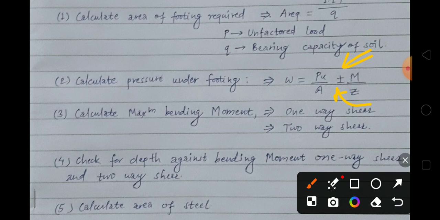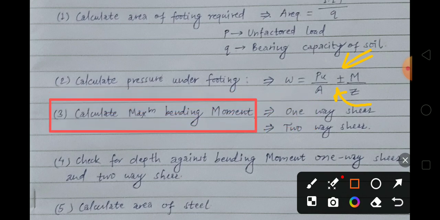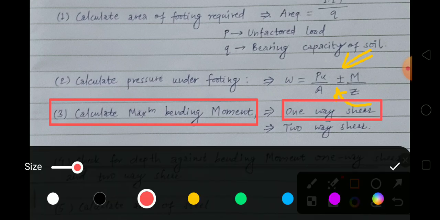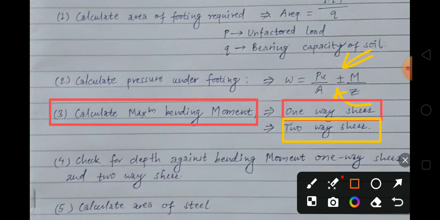In the next step, that is step number 3, we have to calculate the maximum bending moment. For this we have to consider one way shear and two way shear. For both cases we have to calculate the maximum bending moment, and after that we check the depth against the bending moment in one way and two way shear as well. So this is the third step. Now let's move on to the next step.